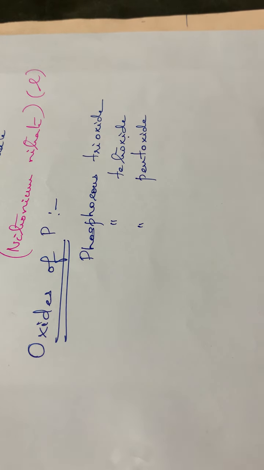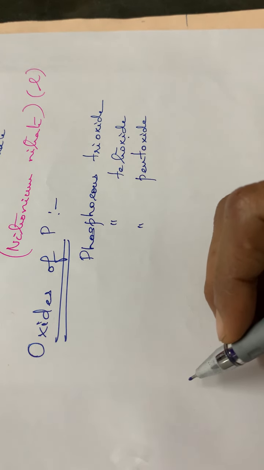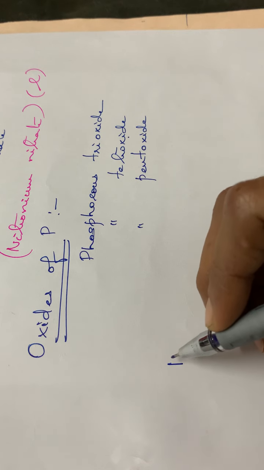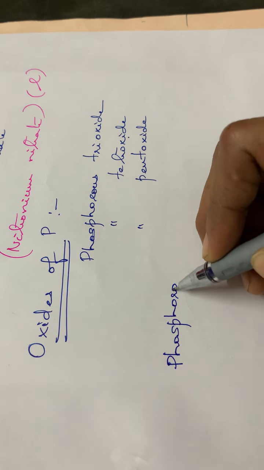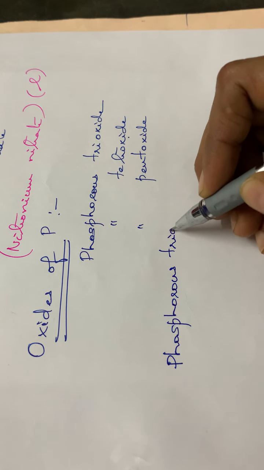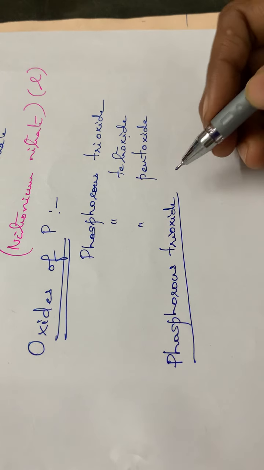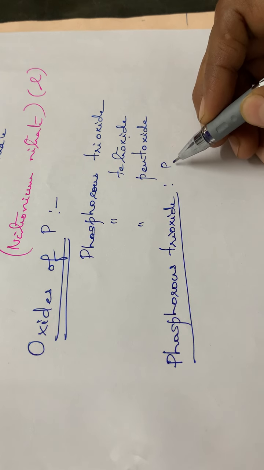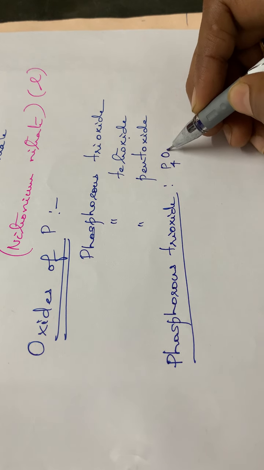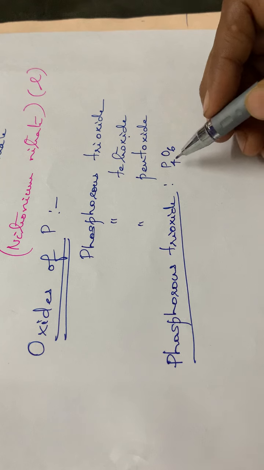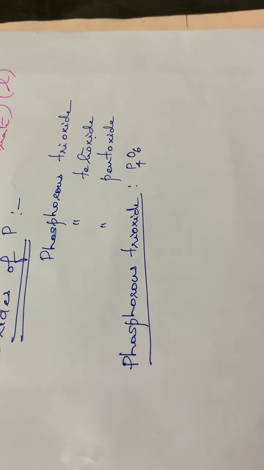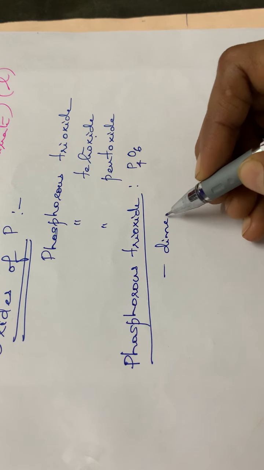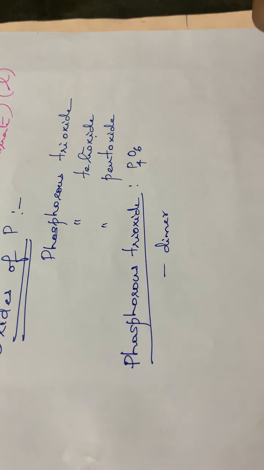First of all, we have to go through one by one, starting with phosphorus trioxide. Phosphorus trioxide usually exists as a dimer. The formula is P4O6. Normally phosphorus exists as a P4 molecule, so it is P4O6, existing as a dimer. That is the first point to be noted.